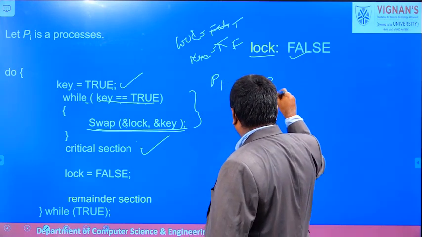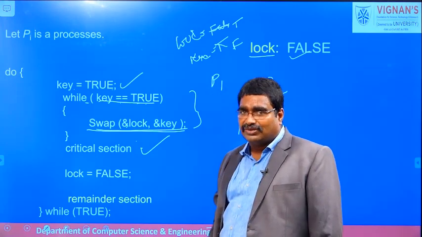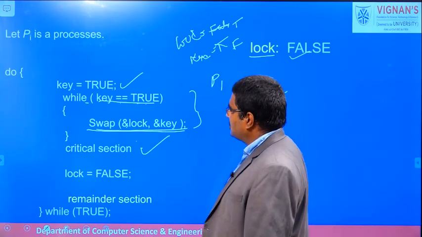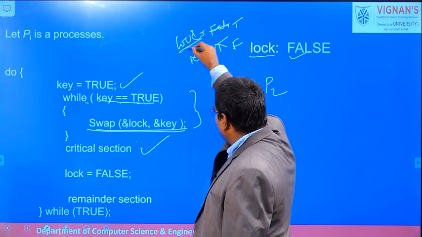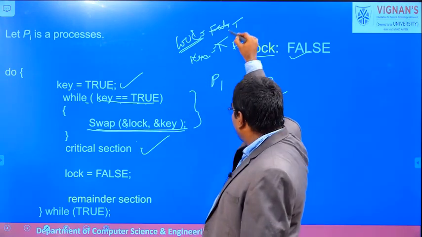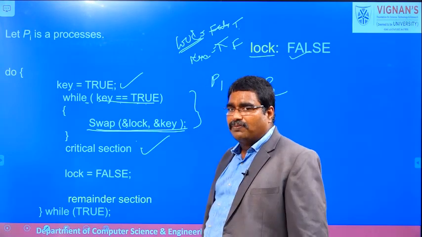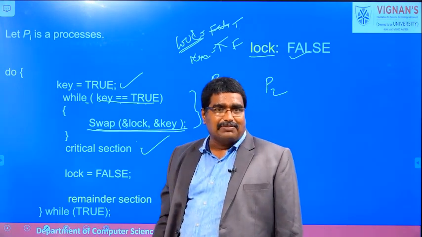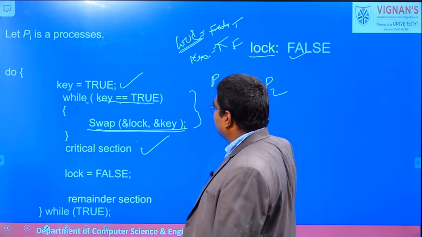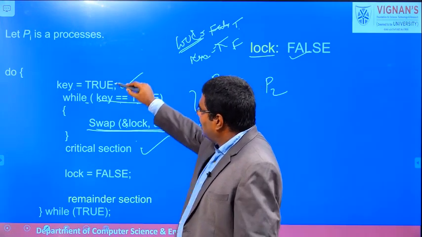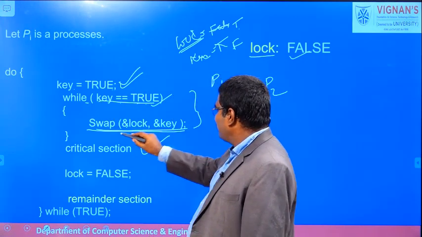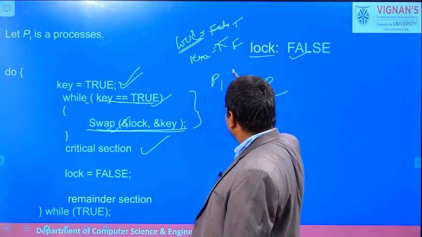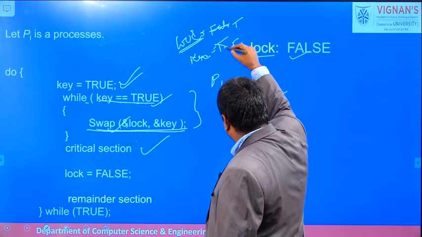Now we assume that process P2 wishes to enter the critical section. P2 also uses the global lock variable. Its value is true, because when P1 wished to enter, the lock value was assigned true. The key is a local variable. Initially its value is true, and while key is equal to true, the condition holds, so it calls the swap function, which exchanges the lock and the key.